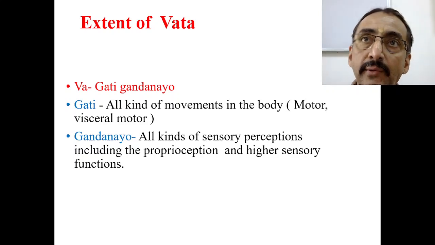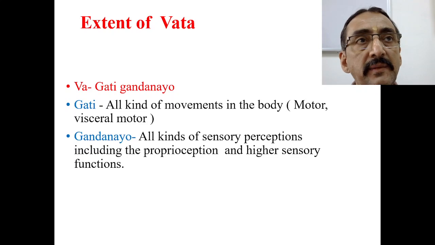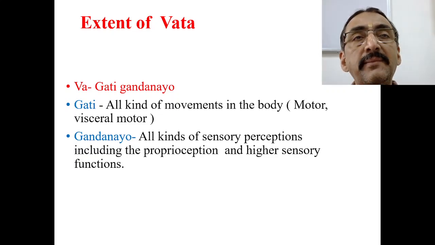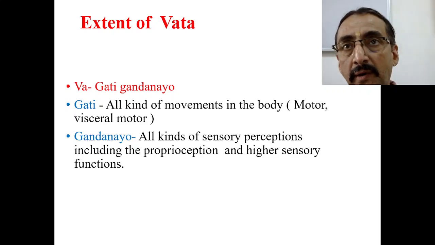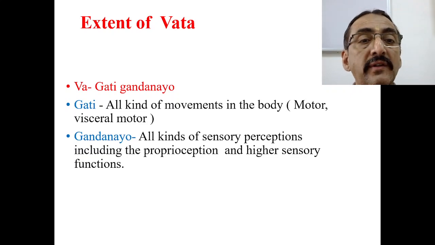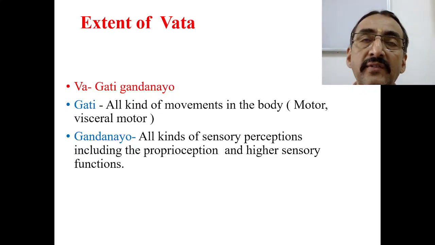Now, the other one is Gandhanayor. Gandhanayor refers to all kinds of sensory perceptions. It is the sensory perception of touch, vibration, heat, pain, crude touch, etc. Proprioceptive receptors, so all types of perceptions and sensations come under the category of Gandhanayor. Of course, the Tikakaras give some more meanings for Gati and Gandhanayor, which I am not discussing here. But for our understanding, Gati refers to all the motor movements and Gandhanayor refers to all the sensory functions.